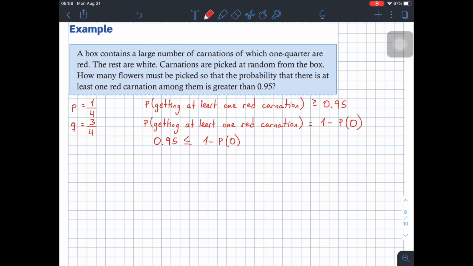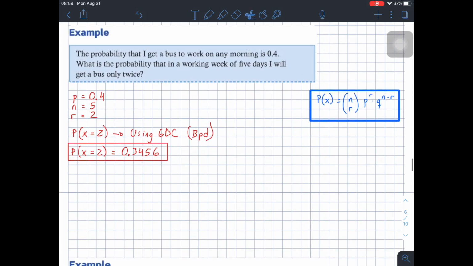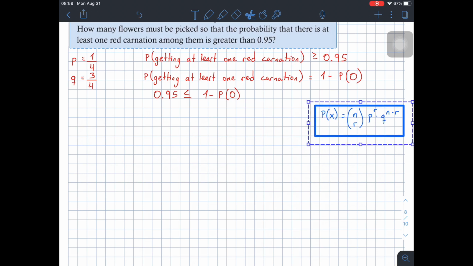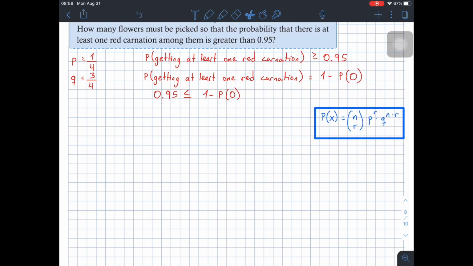We know how to calculate probability of 0. If you remember, and I'm going to bring the formula back again, from this formula, we know that in order to calculate probability of 0, let me write this as 0.95 less or equal than 1 minus, and probability of 0 is the same as saying the probability of success to the power of 0 times the probability of failure to the power of n. We're taking n flowers. We still do not know the value of n. We're going to calculate that. But the probability of getting 0 red carnations is this, right? Probability of red carnation to the power of 0 times probability of not red carnation to the power of n.